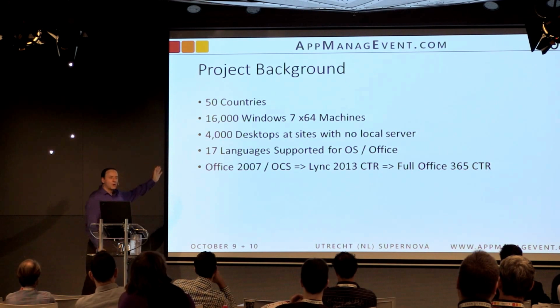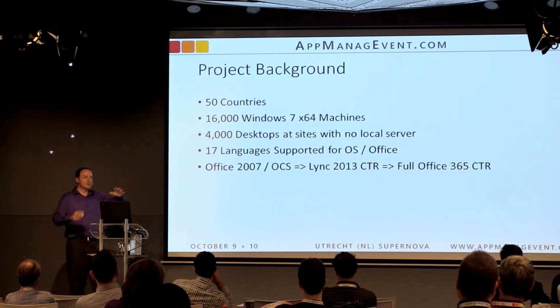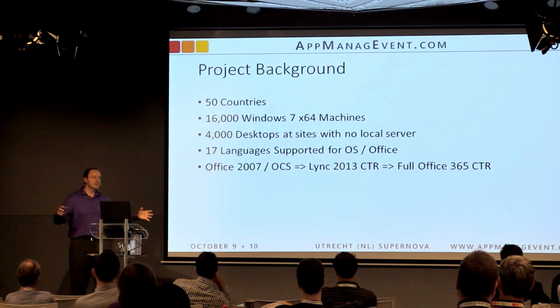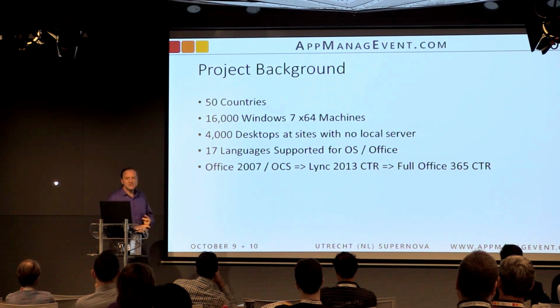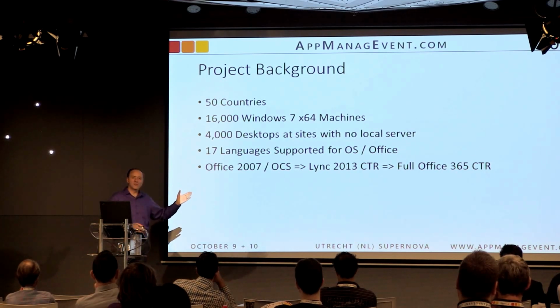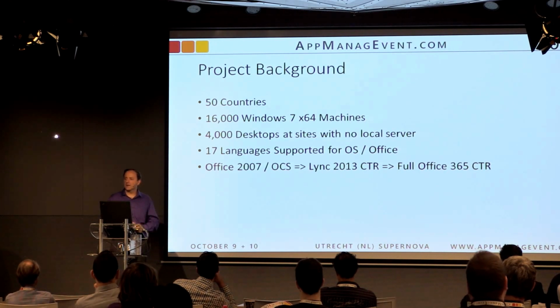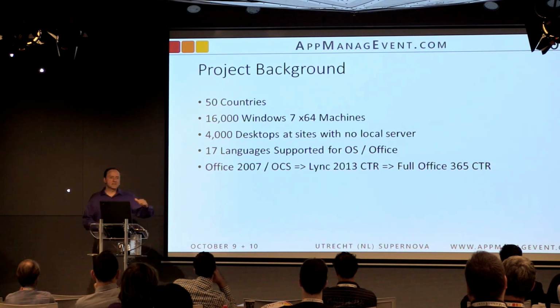The project that I'm working on: the company has offices in 50 countries, with 16,000 machines, all Windows 7 now as of a couple months ago. 4,000 desktops have no local server, and therefore no SCCM DP. So we have this bandwidth challenge of trying to manage those clients without any local server, and they're generally on a small network link as well. 17 different languages are supported for the operating system and Office.